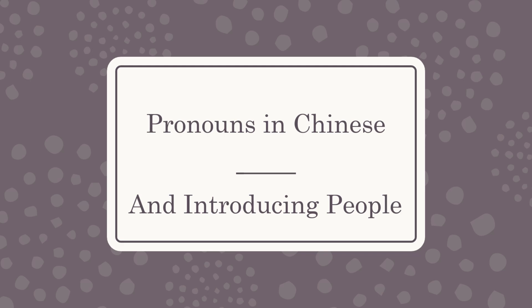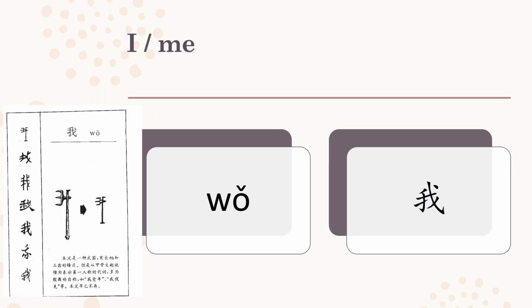In today's lesson, we're going to learn more pronouns in Chinese and make simple introductions. We have already learned how to say you and the plural form of you, 你, 你们. So how do we say I? This is the character I or me in Chinese.